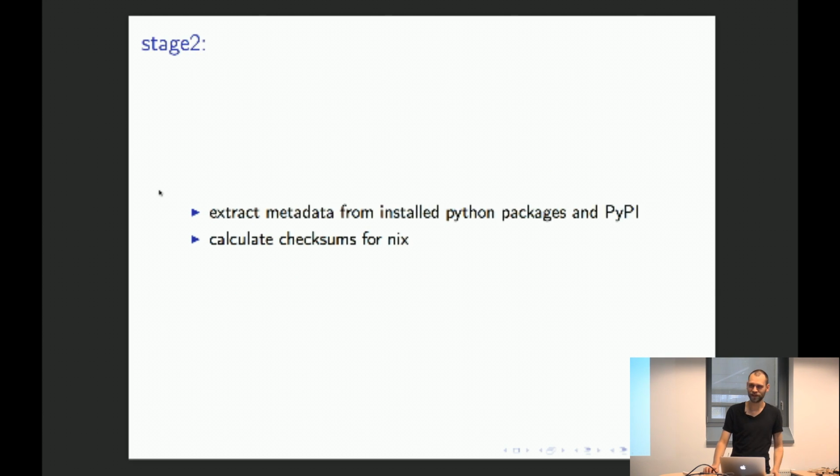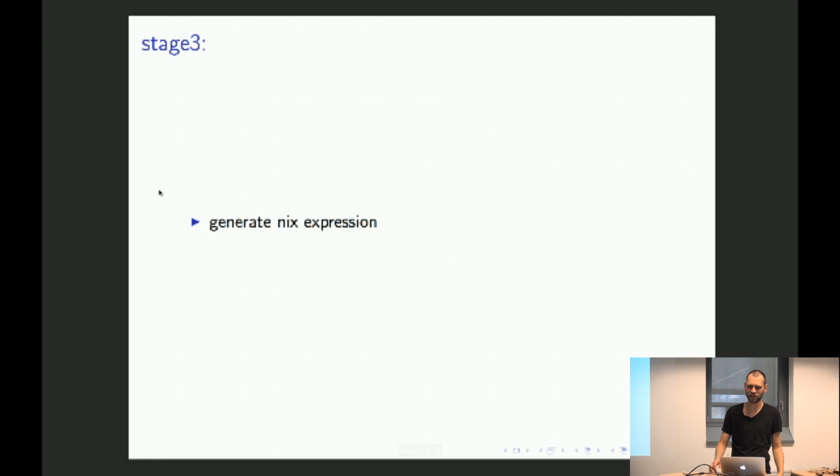Stage 2 is there to extract the metadata from the wheel, like license or dependencies, author and that kind of stuff. And in stage 2, we also calculate the checksums that we put in our to-be-generated Nix expression. That's stage 2. And stage 3 just generates the Nix expression from that.